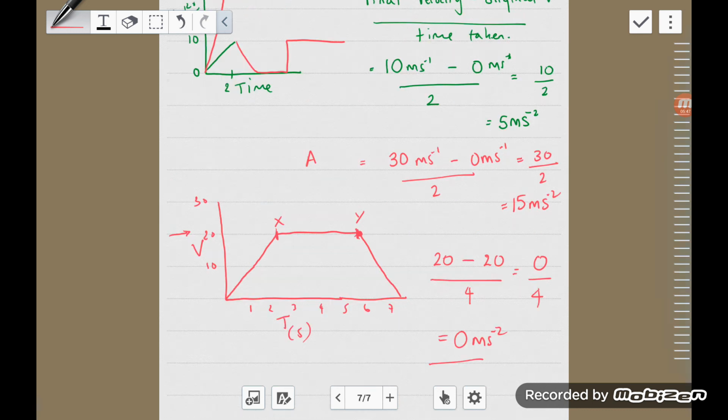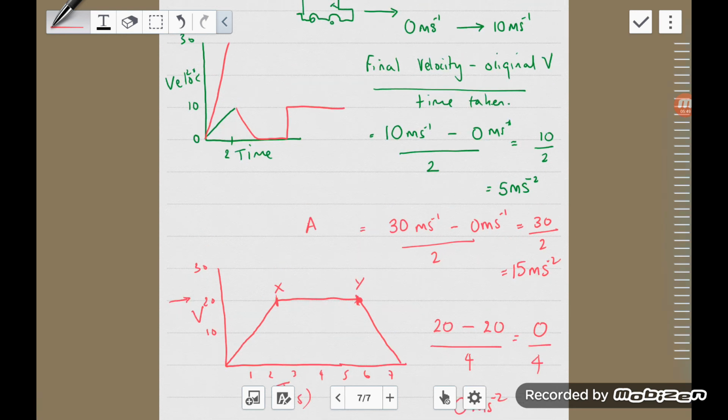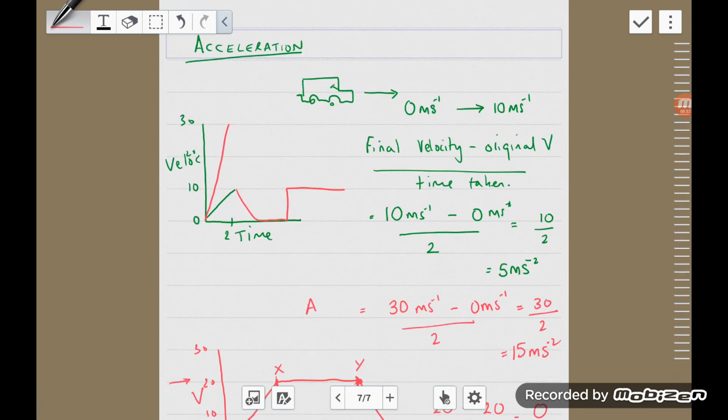So that is acceleration delivered just by doing a few calculations. It starts with knowing the formula though. Acceleration is the final velocity minus the original velocity over the time taken.